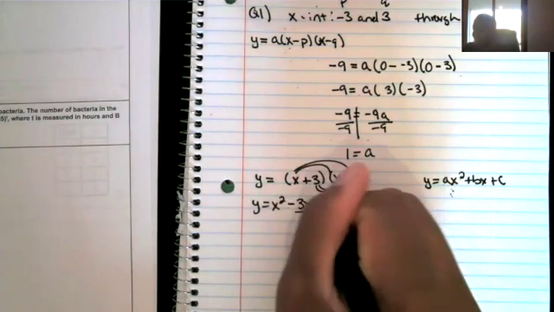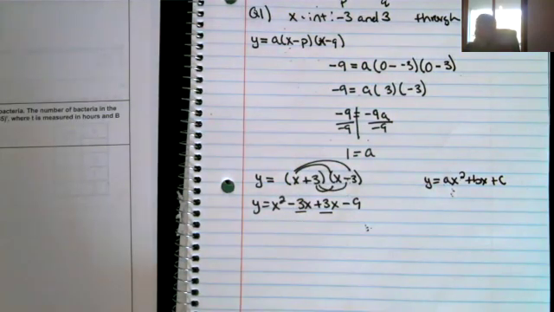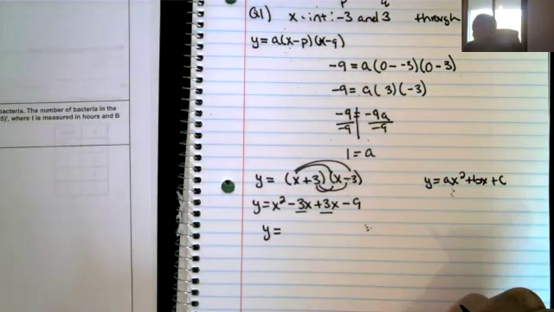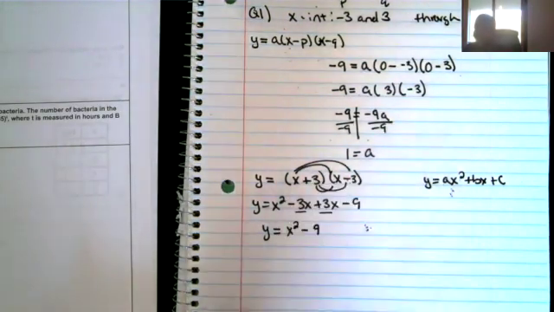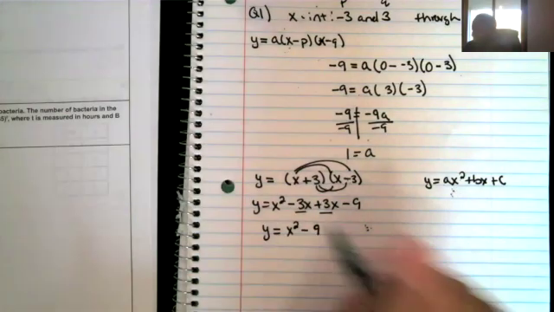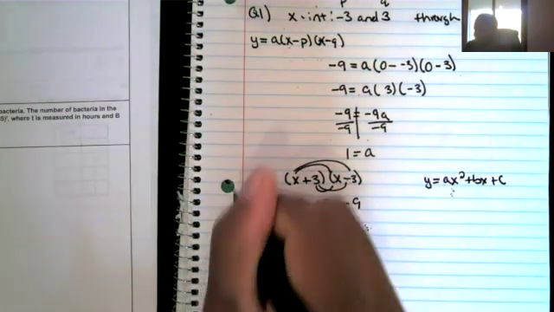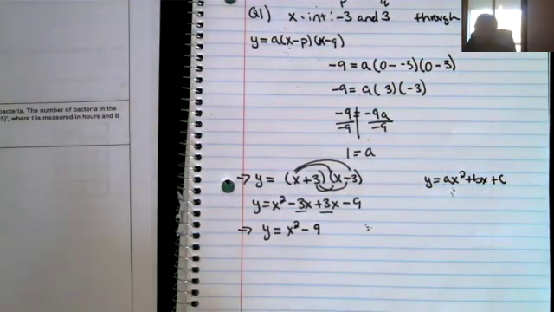Combine your like terms in the middle. -3x plus 3x is 0. So in standard form, it's y equals x squared minus 9. So this is our 2 answers for this problem. Okay, let's move on to question 2.